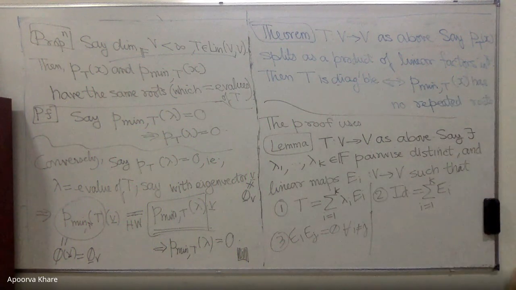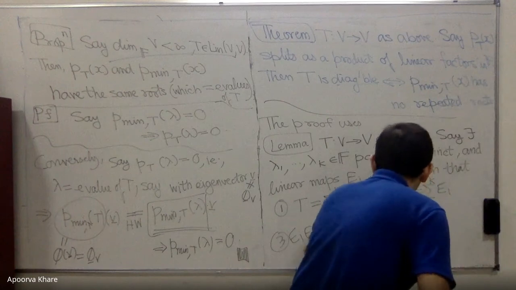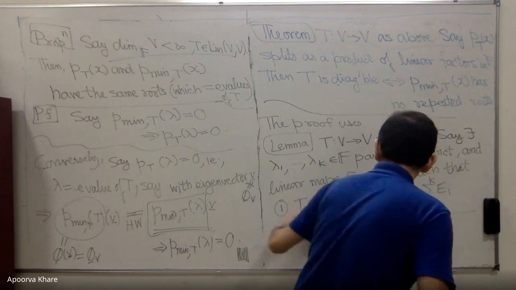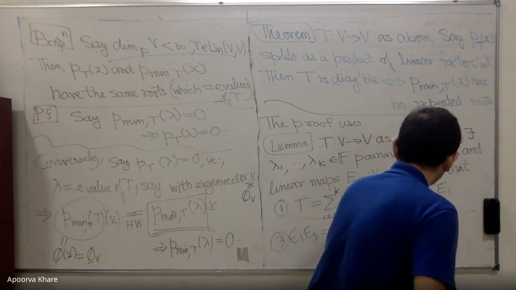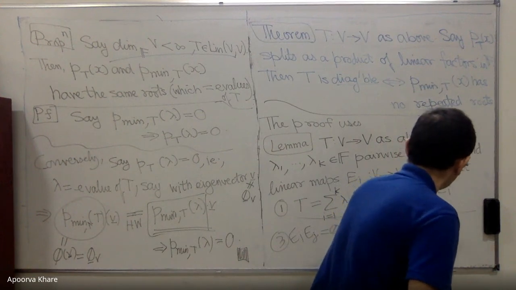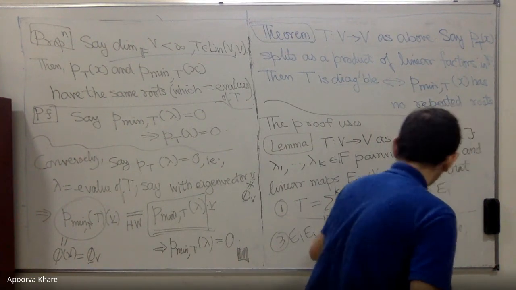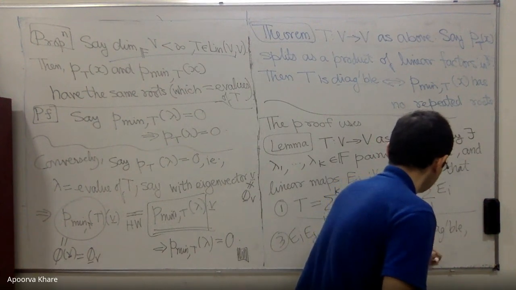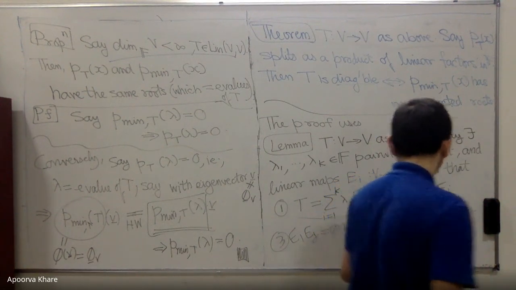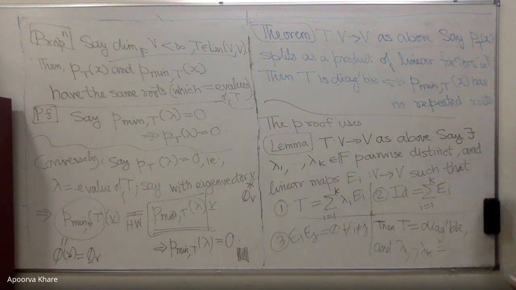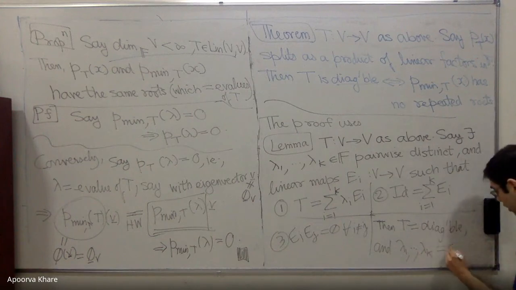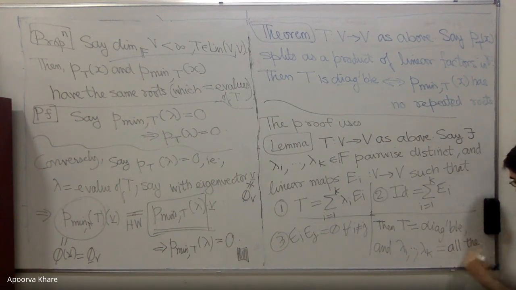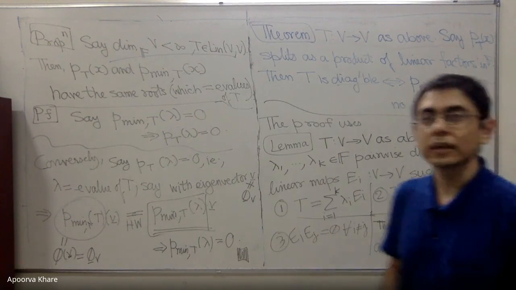So let me use a different pen. Then lambda 1 to lambda k are all the eigenvalues. Okay, so that's what it is.